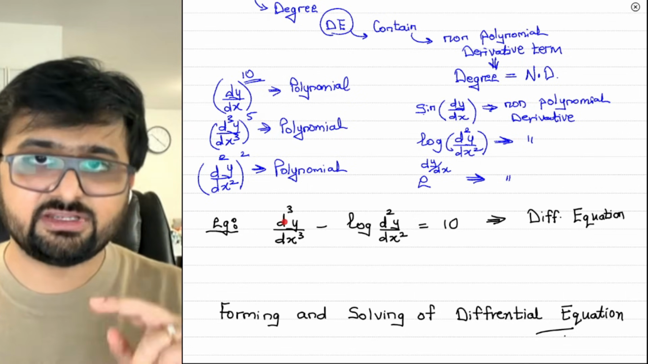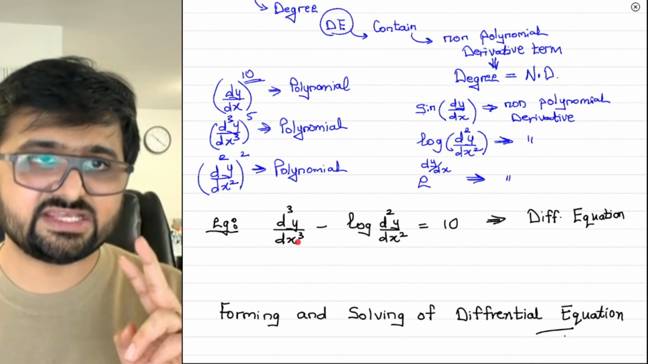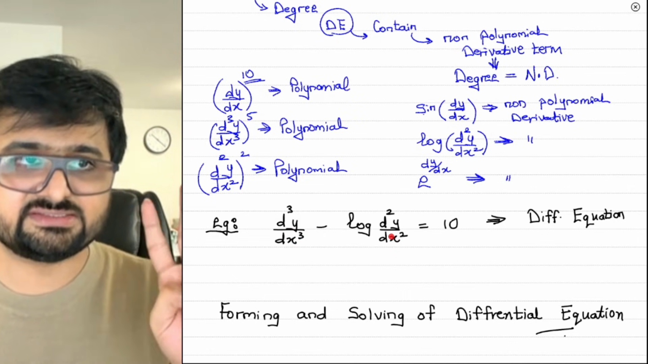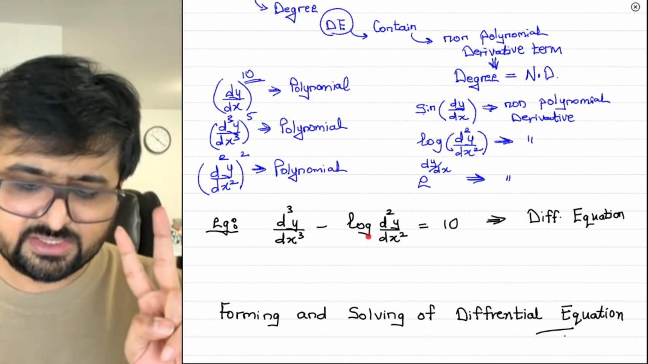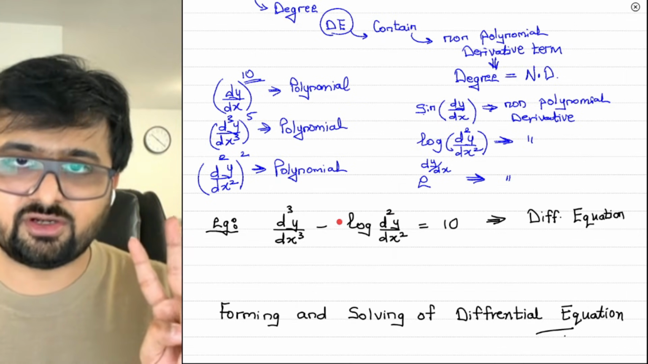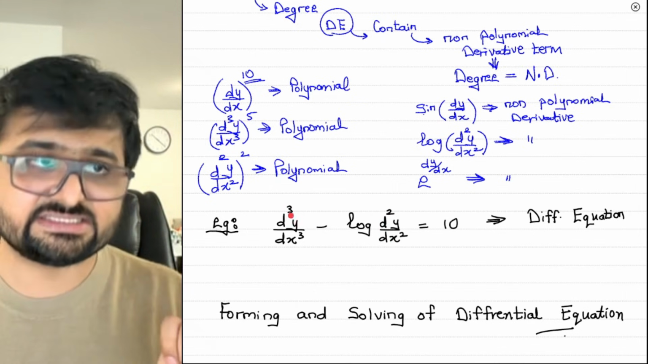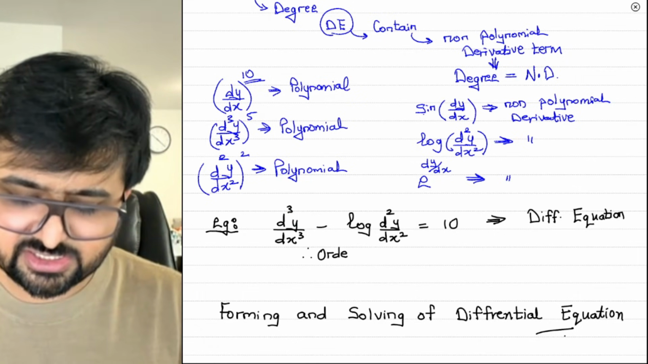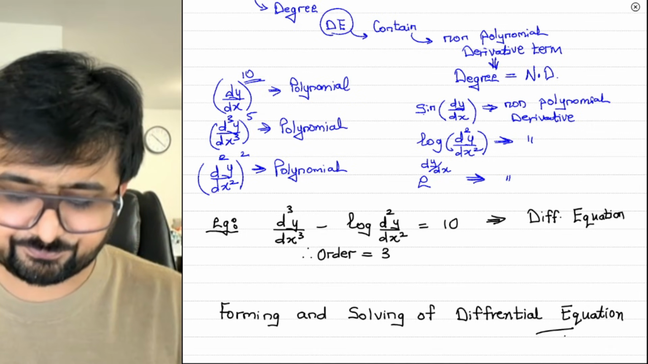Now, there are two derivative terms. One is d^3y/dx^3, which is the third order derivative. d^2y/dx^2 is the second order derivative. So the highest order of the derivative present is 3, which is why the order of this differential equation is 3.